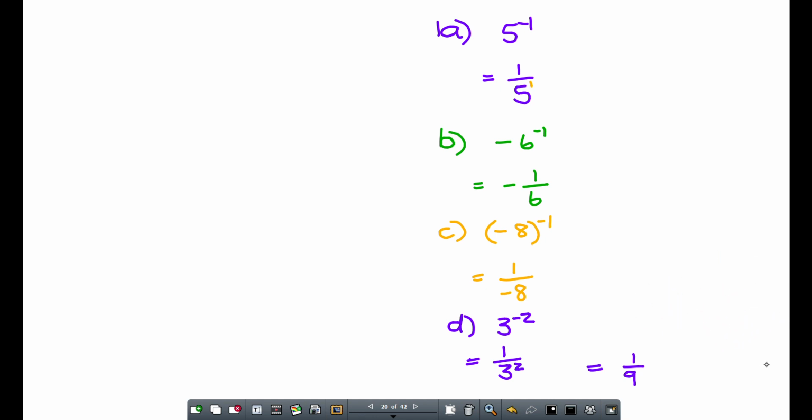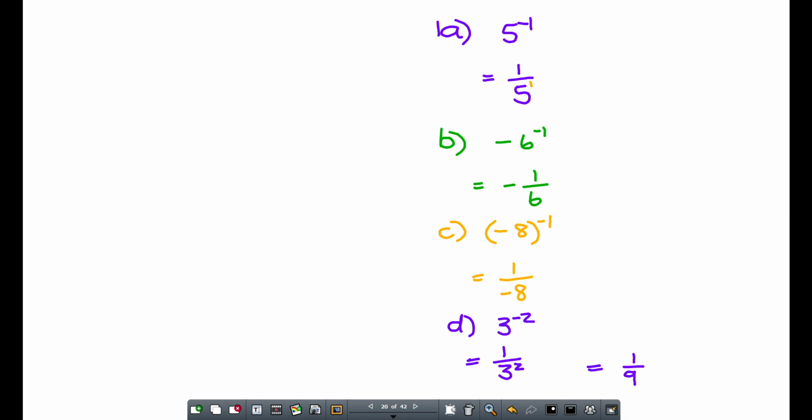Right. Then D, same thing. I moved that to the bottom of the fraction, so it becomes 1 over 3 to the power of 2. And 3 to the power of 2 will be 9. 1 over 9. As long as you understand the steps, because later on you're not going to have numbers, which you can double check on a calculator. You're going to have unknowns. Okay. Right.